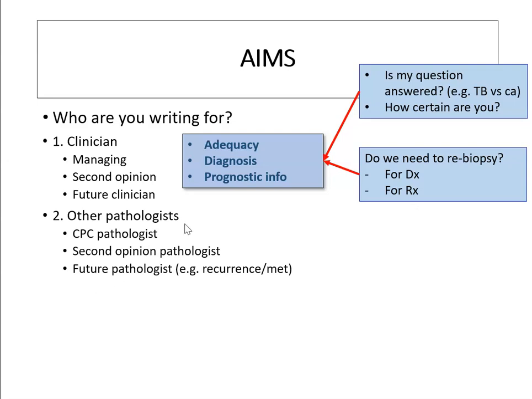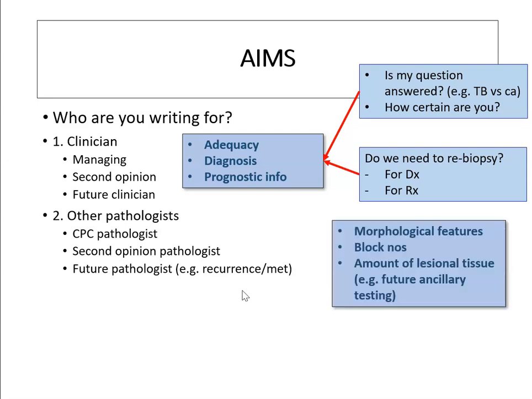The next audience that we are writing for is actually other pathologists, and of course this includes the multidisciplinary team pathologist or the clinical pathologic conference pathologist, the second opinion pathologist potentially, and also similarly a future pathologist in case of future visits that have relevant pathology. So we have to bear in mind that we should convey the morphological features, the relevant block numbers where necessary, because this is very helpful for a reviewing pathologist. And also it's quite useful to mention the amount of lesional tissue in small biopsies with a view for future ancillary testing.